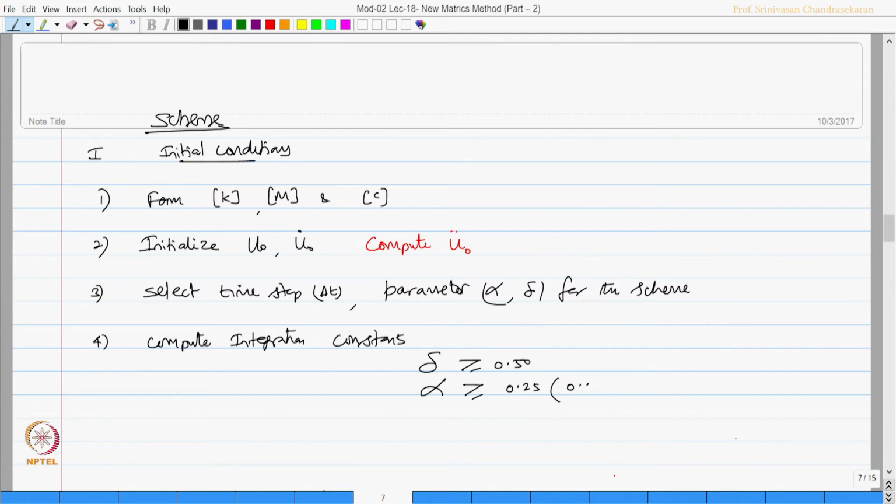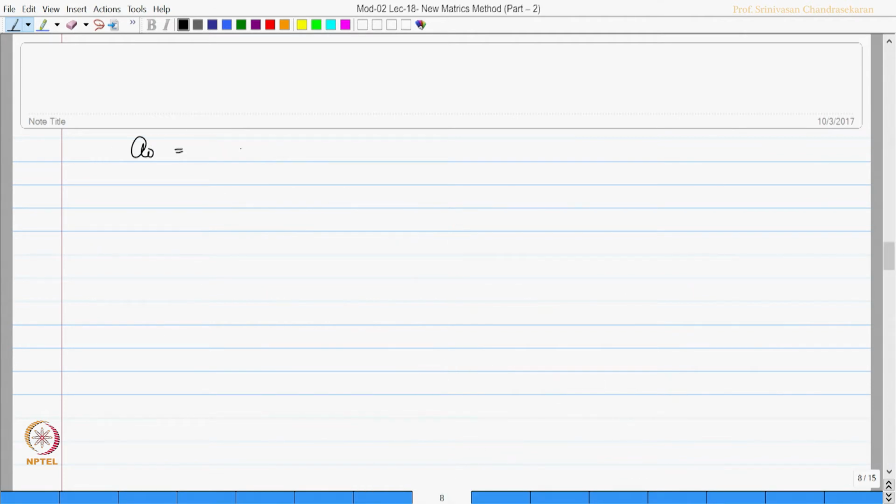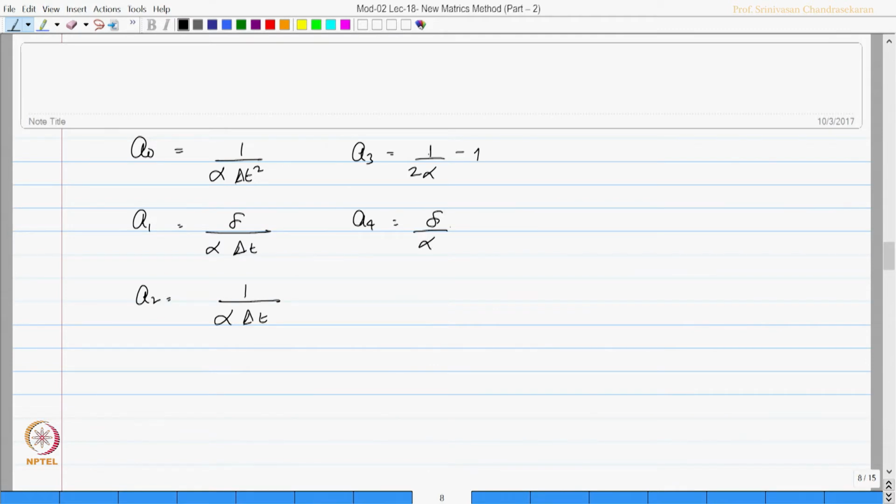of (0.5 plus delta) the whole square. So, these are integration constants: A0 is 1 by alpha delta t square, A1 is delta by alpha delta t, A2 is 1 by alpha delta t, A3 is 1 by 2 alpha minus 1, A4 is delta by alpha minus 1, A5 is delta t by 2 times (delta by alpha minus 2), A6 is delta t times (1 minus delta) and A7 is delta times delta t. So, these are integration constants.